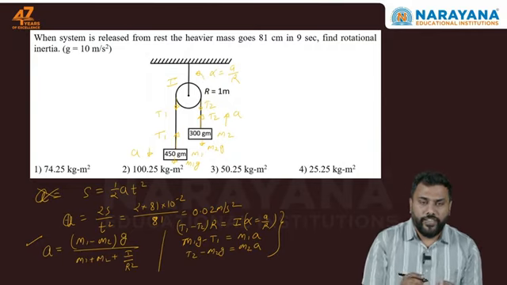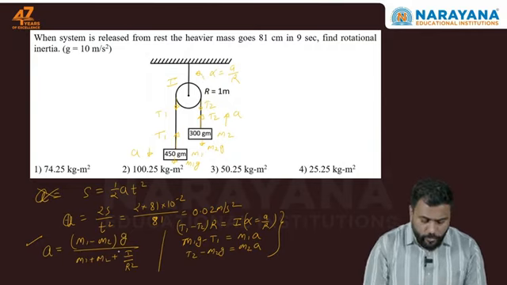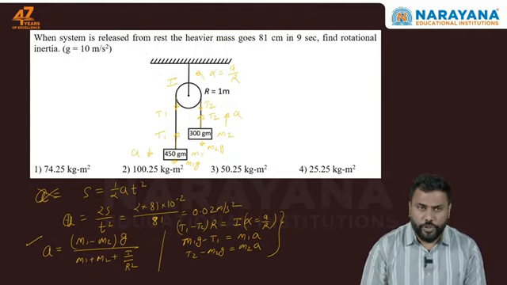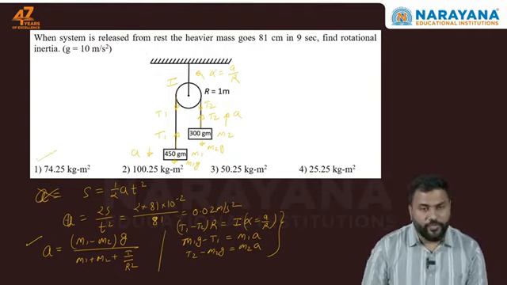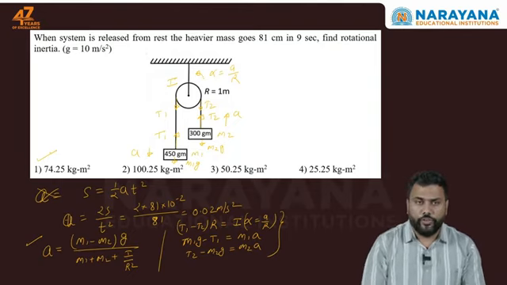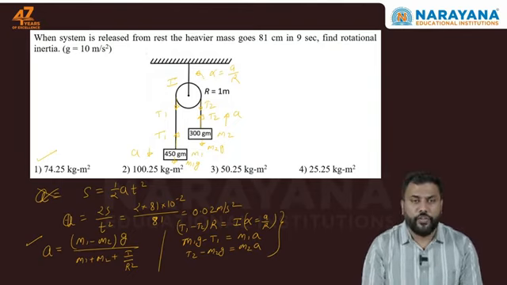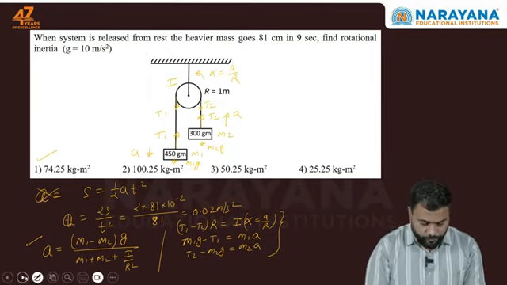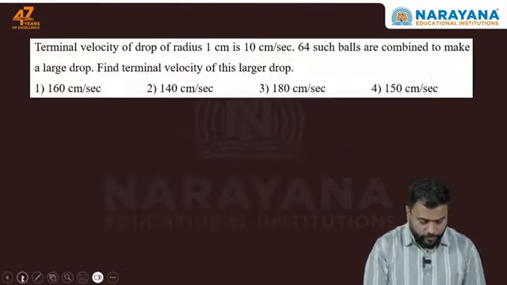Now, we just need to put the values of m1, m2, r and g. And we already know the acceleration value. So by solving this expression by putting the values, we can get the value of moment of inertia of the pulley. If we do the calculation part, we'll get option 1. It is a little bit lengthy question. We need to do a lot of equation solving and finally we need to put values also to get the final answer. Let's see the next question.